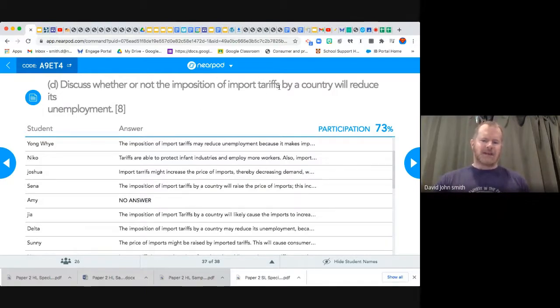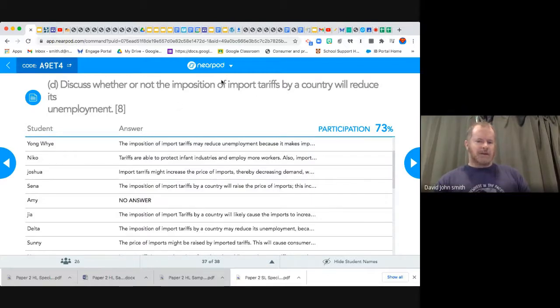Imposition of import tariffs. So there's your key term. So you would be highlighting that. So in the exam, you might want to underline or highlight the key term in the paper. By a country will reduce its unemployment, and then again highlight that. So when you're writing, typing, then you look up: am I answering the question? Am I answering the question? Okay, each time, just to make absolutely certain that that's what you are doing.